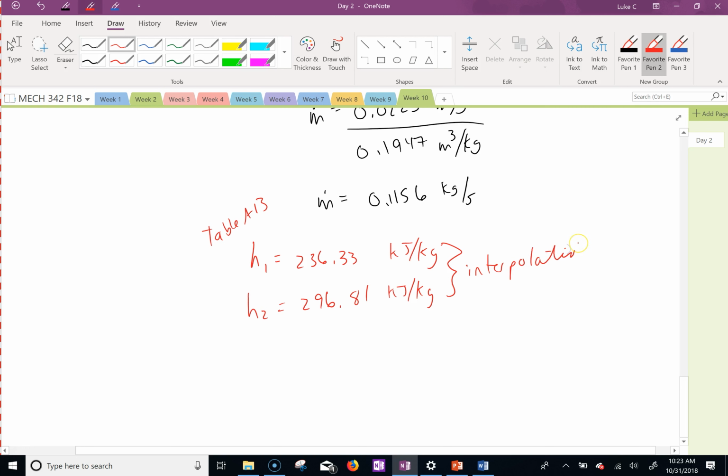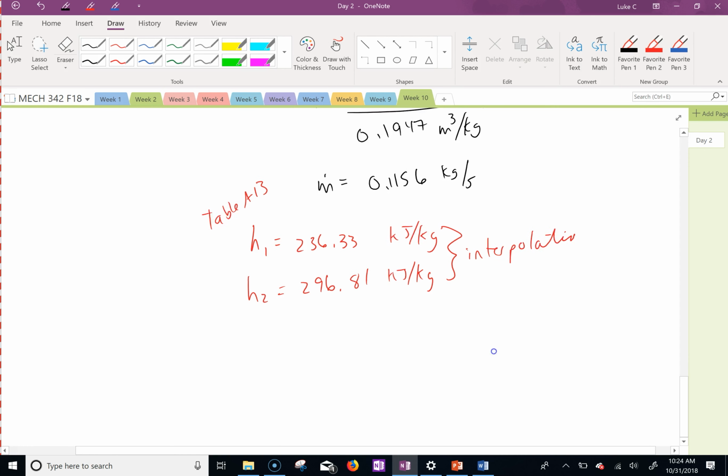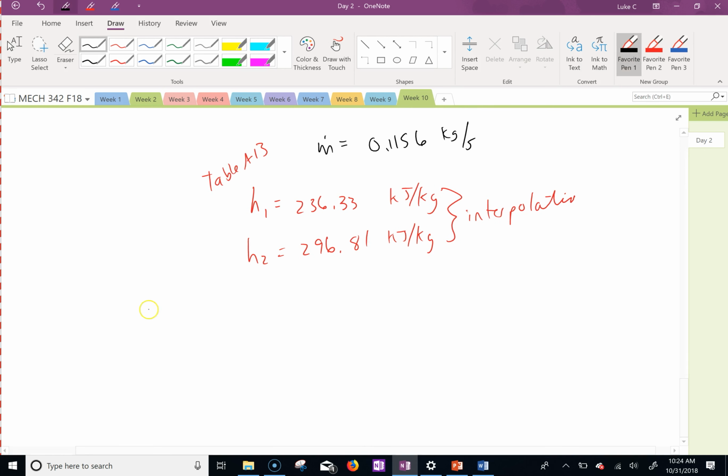I don't remember if there is any interpolation on the homework. But if you notice, these are huge, right? 236 kilojoules. So you can still multiply by 1,000. Okay, so this delta h is pretty big. And then we can finally plug in what W dot is.